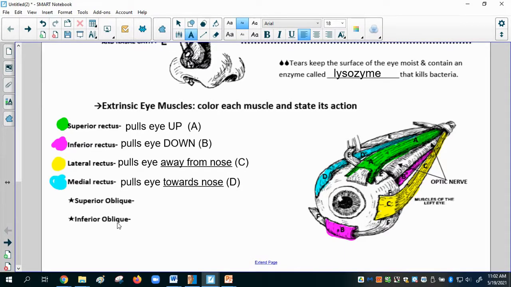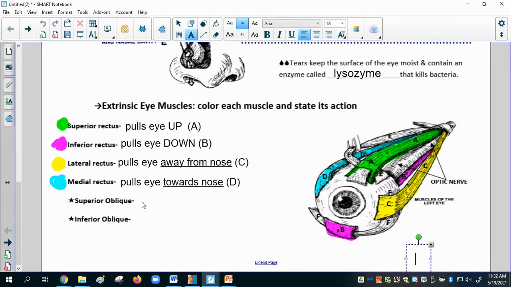Remember, that's going to tell us that they're the ones that are coming off the eye at sort of a strange direction. So we're looking at letters E and F. And E is extremely strange. It actually hooks into this little pulley on the medial aspect. So again, the nose would be on this side here. So this is going to pull in a strange direction.